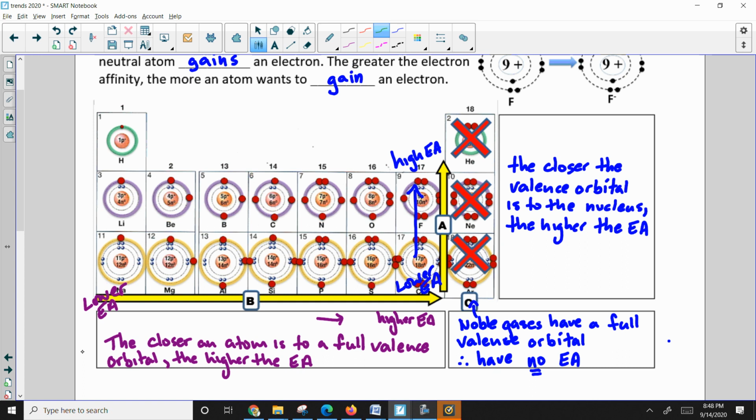Okay, so that's it for electron affinity. So remember, noble gases, no electron affinity. The closer you are to a full outer orbital, the higher it is.